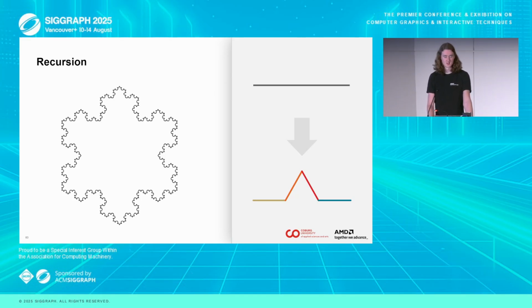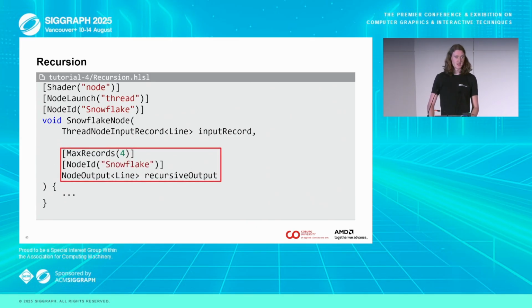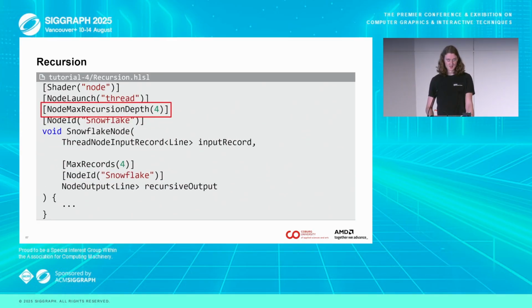So how does all of this then look in HLSL code? Well, basically, we have our node here. The node ID for this would be the snowflake node. We're using thread launch mode here, so nothing really new here. And the great thing with recursion is basically we're not adding any more concepts to it. We just declare a node output for the snowflake node, using obviously the same record that you used at the input. So using the same ID here, but one slightly new addition is that you need to specify how many times you expect your node to be recursing itself.